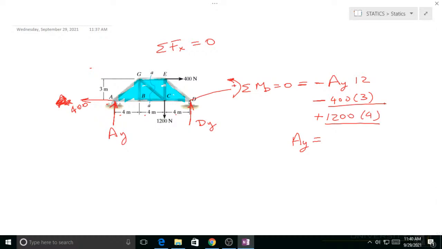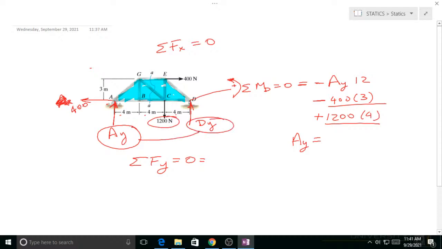So then I know the sum of the forces in the y. There must be something going on with this computer, because I think this computer is the culprit why it froze. So I got this one vertical, that one vertical, and that one vertical. These two have to add up to give me that 1200.